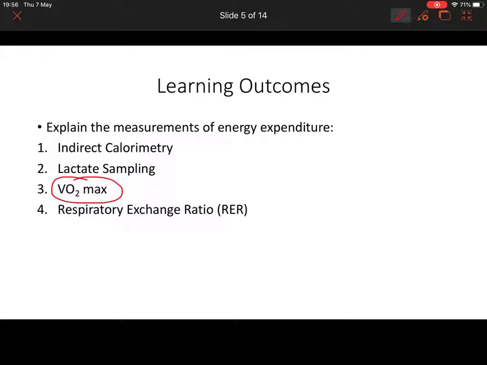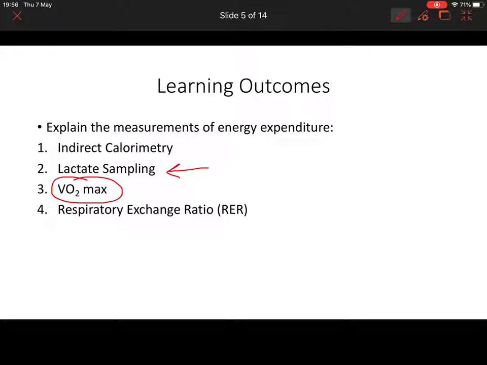Obviously we've just elaborated and recapped that. The other 3 are new. The only one that some of you may have had some experience with is the second one here, lactate sampling. Indirect calorimetry you can also do when doing a VO2 max test, but we will look at the pros and cons of indirect calorimetry next year.